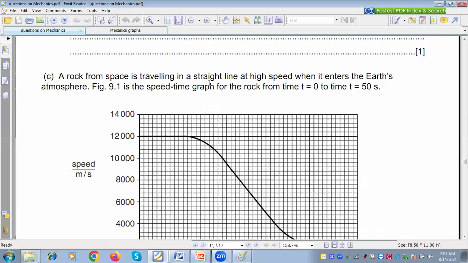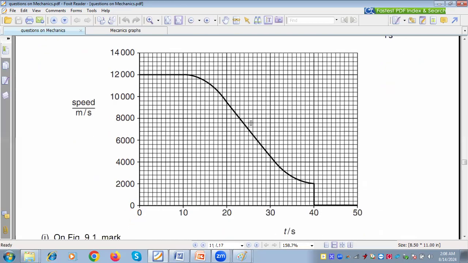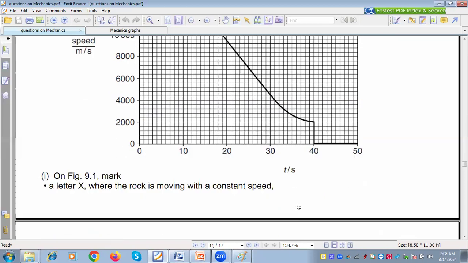A rock from space is traveling in a straight line at a high speed when it enters the Earth's atmosphere. Figure 9.1 is the speed-time graph for the rock from t equals 0 to t equals 50. At t equals 0, what was the speed? 12,000 meters per second. And then it decelerates non-uniformly. But there is a region where the deceleration is uniform also. And then at a certain speed, 2000, it comes to rest in 40 seconds.